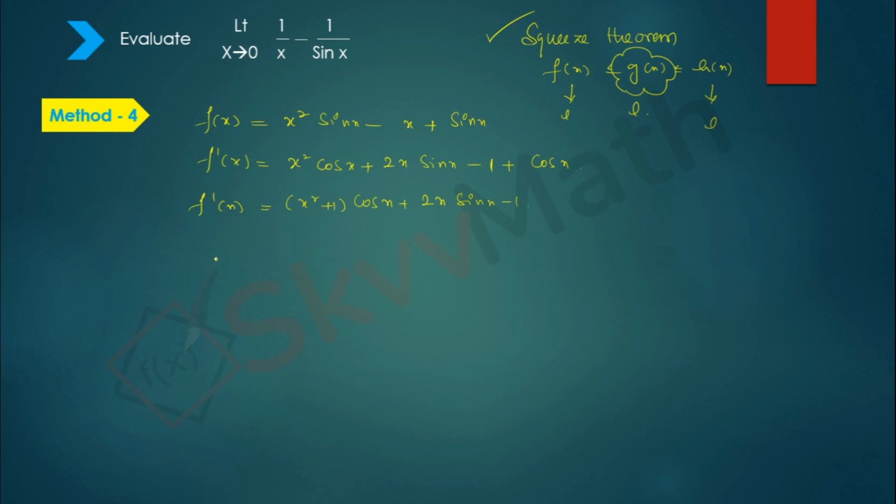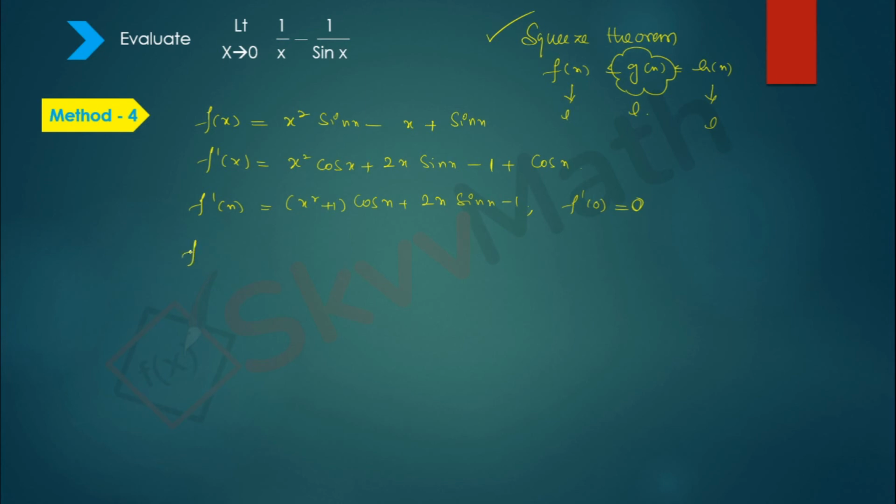So we'll find the double derivative again. If you want, you can find f dash 0. If I say f dash 0, what is happening here? x square is 0, and plus 1 gives 1, cos 0 is 1, and here we have minus 1, so that is 0, and 2x sin x is 0. So you can see that f dash 0 is 0.